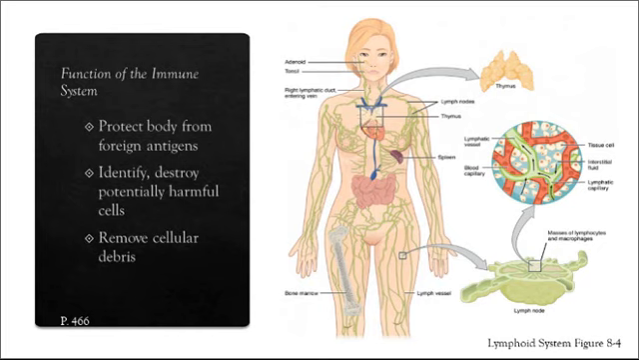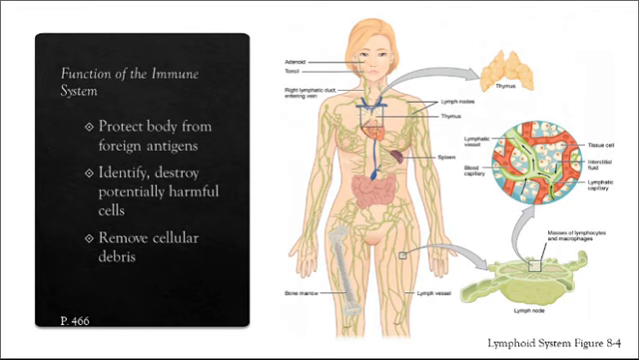The functions of our immune system: protect the body from foreign antigens, identify and destroy potentially harmful cells, and remove cellular debris. How does our body do that? Protecting from foreign antigens, if you think about it, we have our skin, that's a barrier. We also have our tears to help wash things out. We have our saliva to break down bacteria in our mouth. We have cilia in our nose and throughout our airway to help remove that debris.